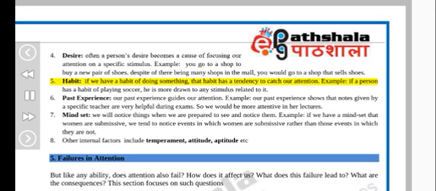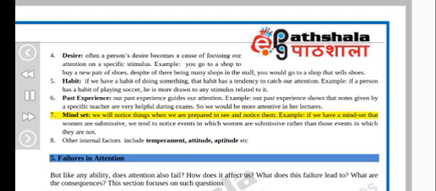5. Habit. If we have a habit of doing something, that habit has a tendency to catch our attention. Example, if a person has a habit of playing soccer, he is more drawn to any stimulus related to it. 6. Past experience. Our past experience guides our attention. Example, our past experience shows that notes given by a specific teacher are very helpful during exams. So we would be more attentive in her lectures.